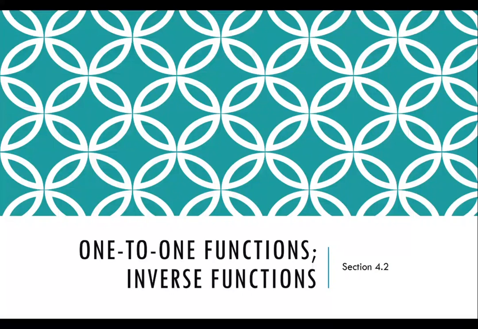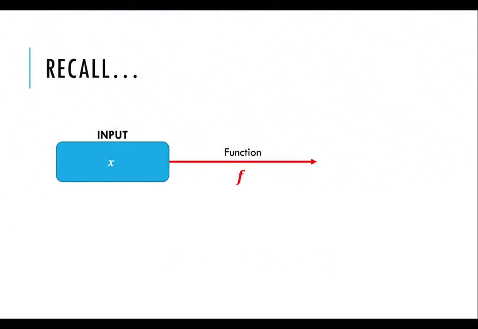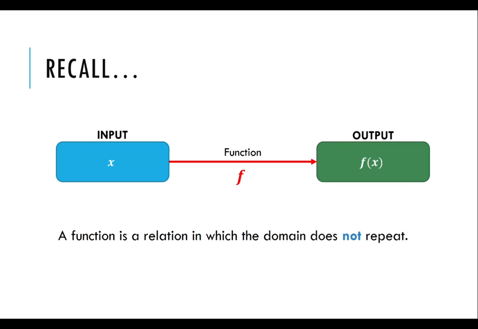Section 4.2, one-to-one functions and inverse functions. So first off, let's recall what a function is. Remember that a function takes an input and goes to an output, but specifically a function is a relation in which the domain values do not repeat.